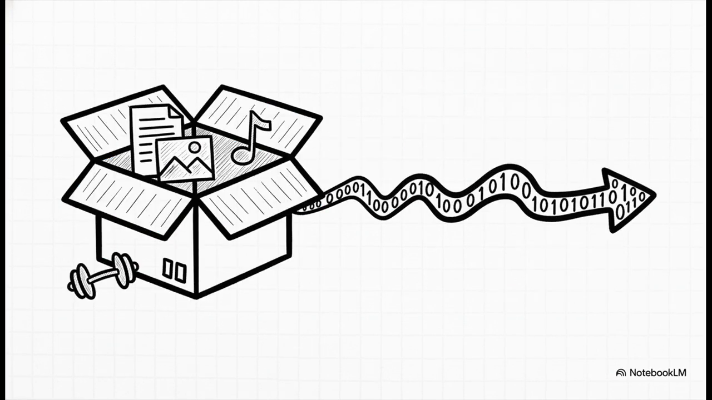And finally, we have the payload. This is the good stuff, the heart of your message. It's the actual prompt or the data that you're sending. You'll format it as JSON, and then you have to encode it into binary data before you send it over the wire.